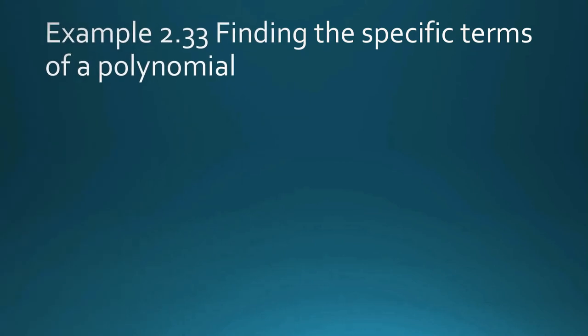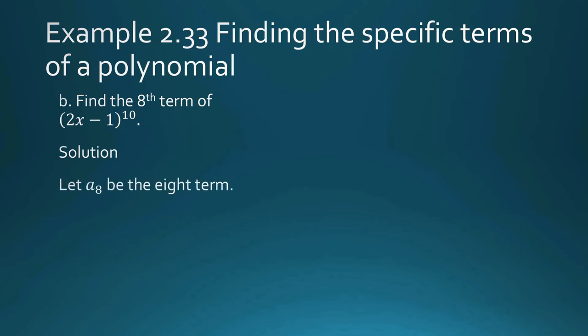Let us answer example 2.33, finding the specific terms of a polynomial. Find the 8th term of the binomial when expanded to the 10th power, 2x minus 1 raised to 10. What is the 8th term? So suppose the 8th term is a sub 8. Look at our first term. Our first term is 10 taken 0. That's the combination formula. And then the quantity 2x raised to 10 minus 0, and then negative 1 to the 0. For the second term, okay, so this is the second term now.